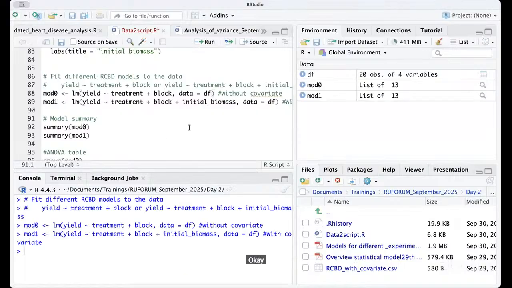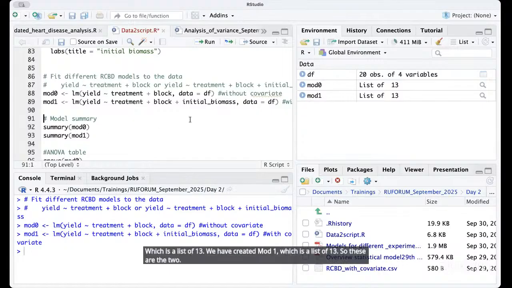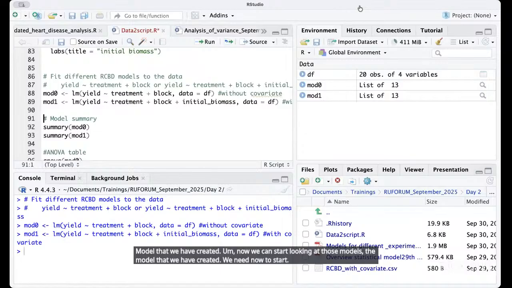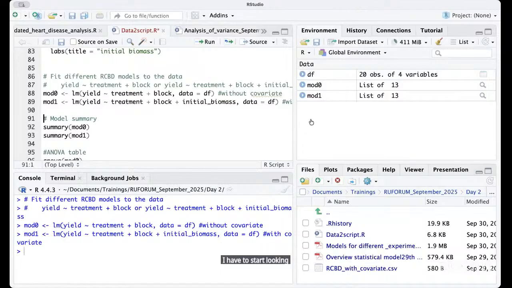You can see from here that we've created mode 0, which is a list of 13, and mode 1, which is a list of 13. So these are the 2 models that we have created. Now we need to start looking at them and see exactly what is going on here.